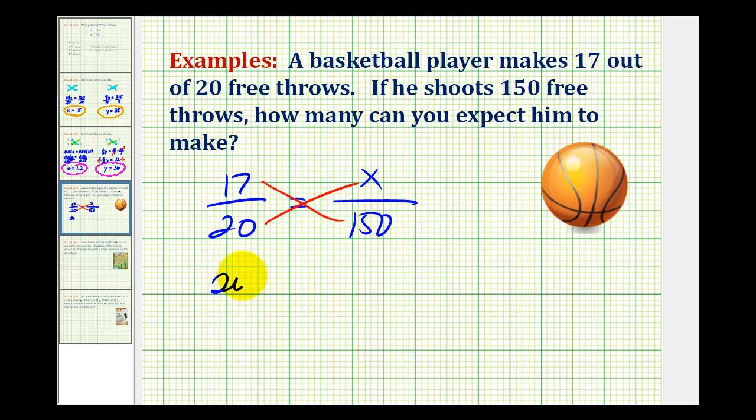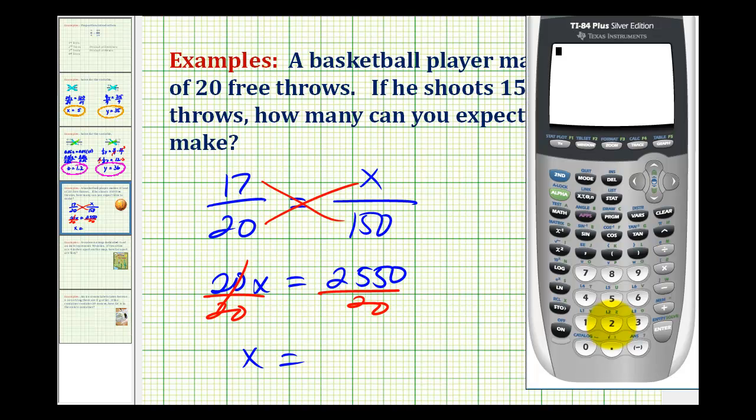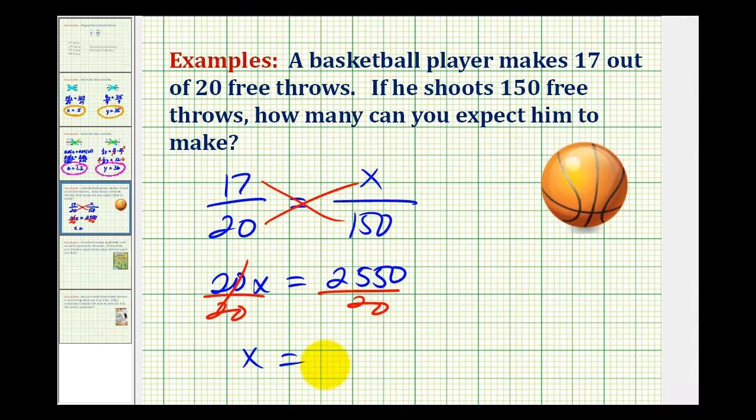So we have 20x must equal 17 times 150, which is equal to 2,550. And now we'll divide both sides by 20 to solve for x. So x is equal to this quotient. Let's go ahead and use the calculator. 2,550 divided by 20. So x is equal to 127.5.